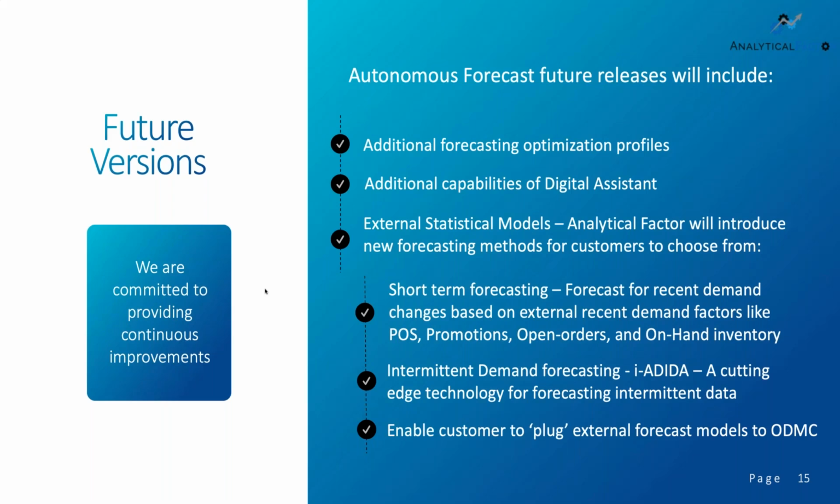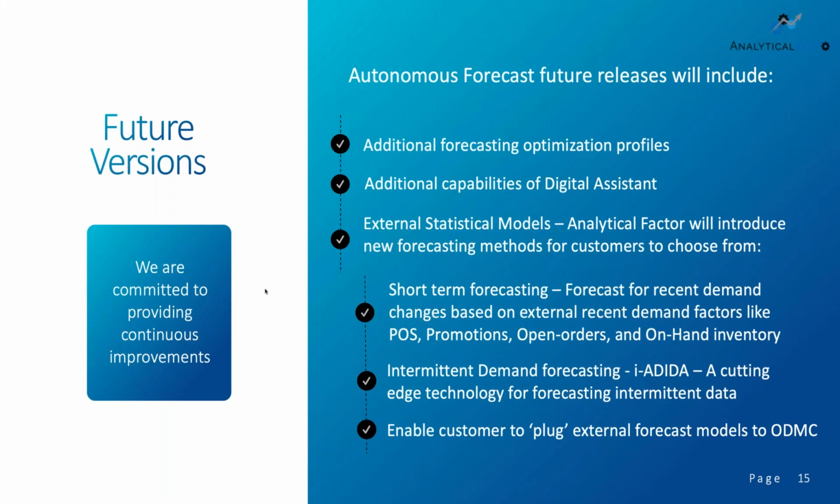Let me speak about a few. We're going to continue to generate more optimization profiles, so you're going to have more alternatives of optimizing based on different challenges. The digital assistant is going to constantly have more things it looks at based on different customer scenarios. And the last thing, which I think is important, and I mentioned a bit within the demo, is enabling you to run external statistical models.